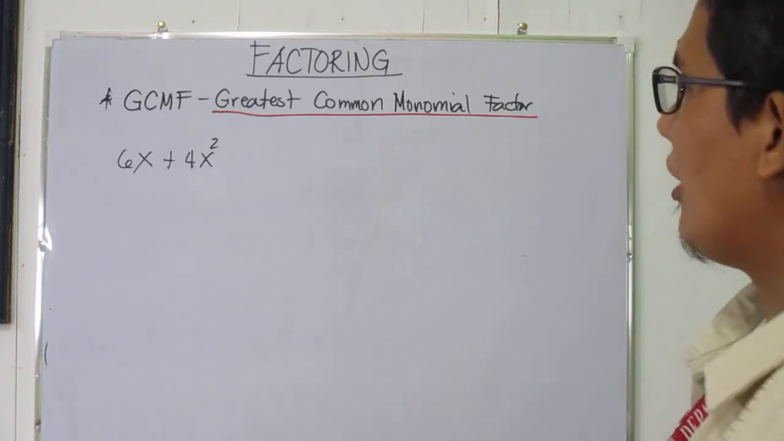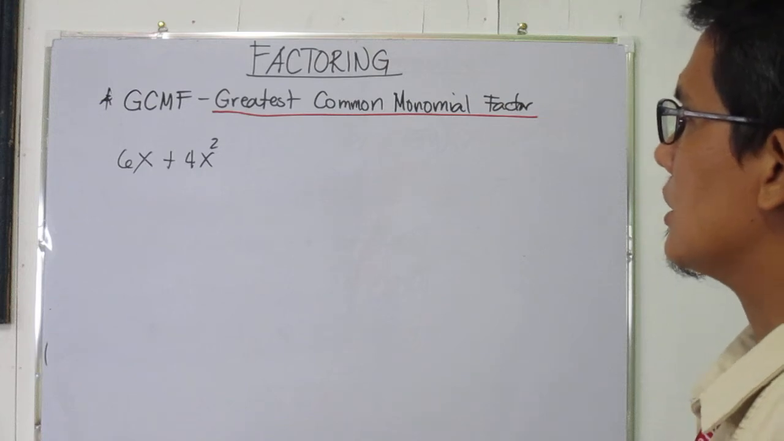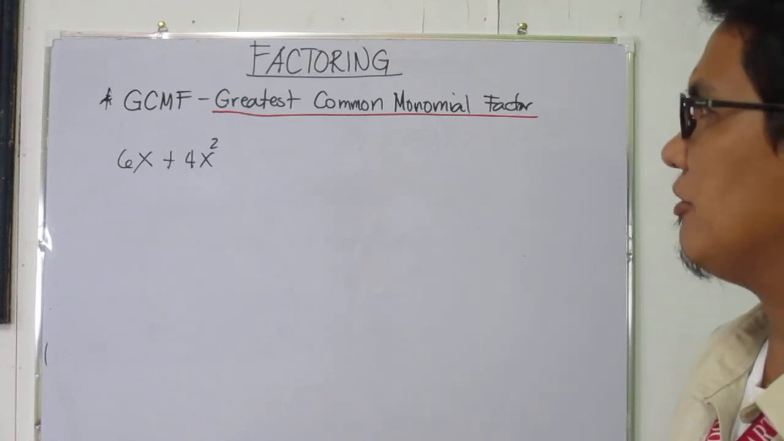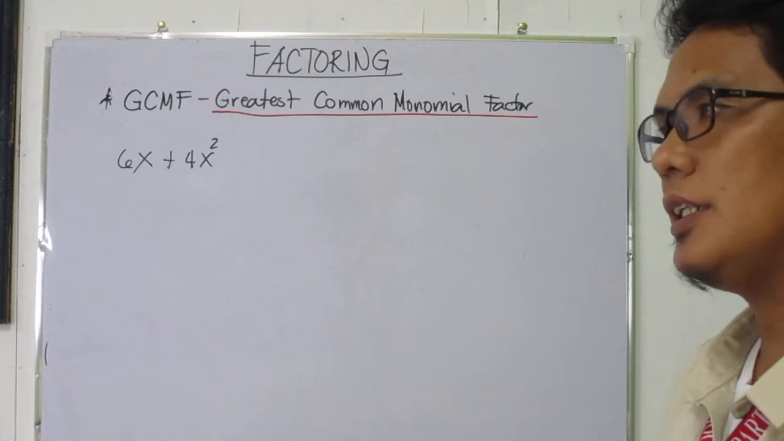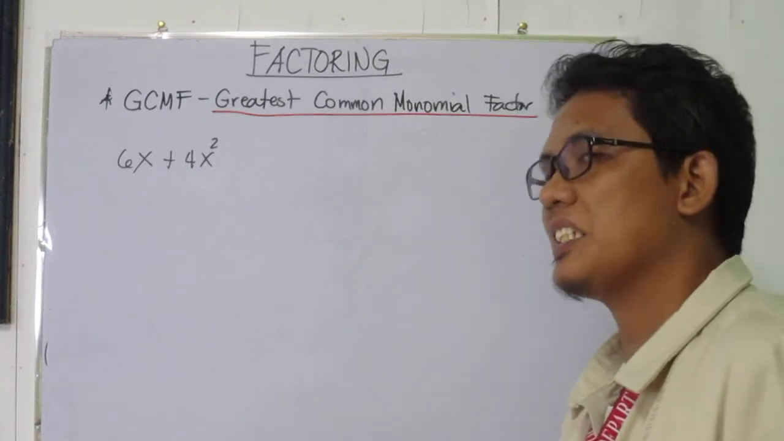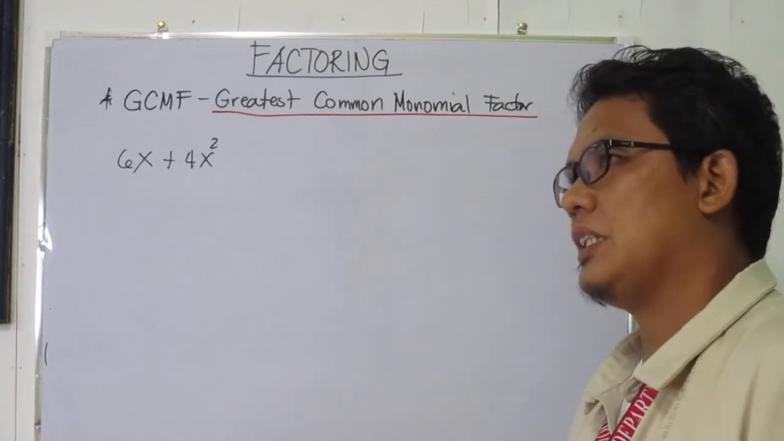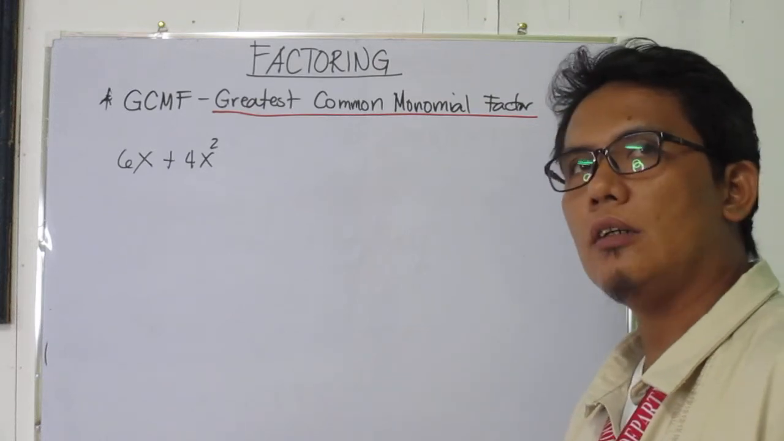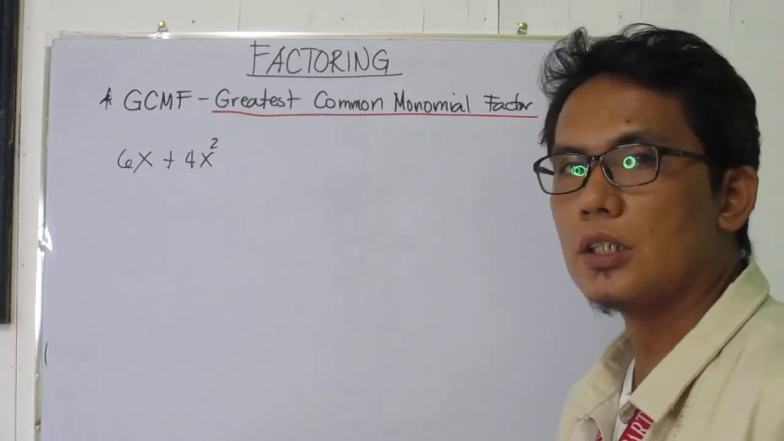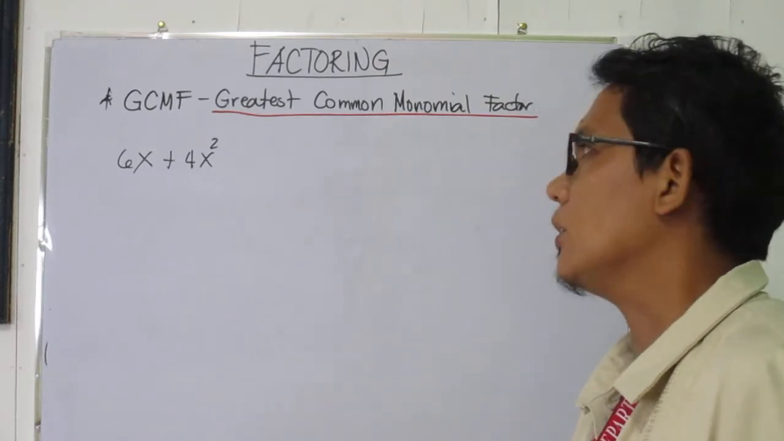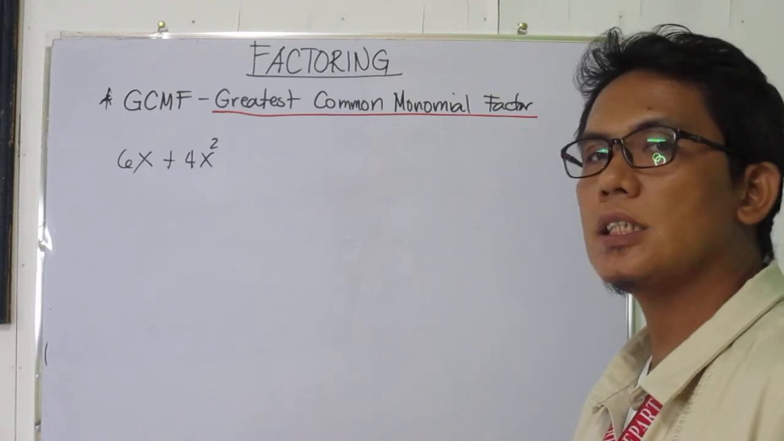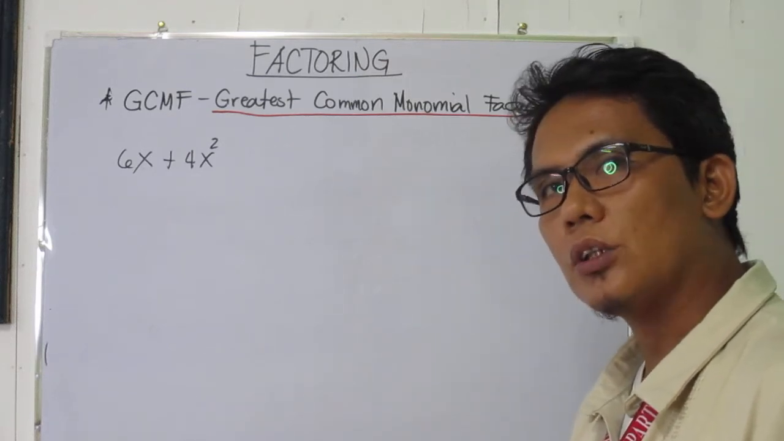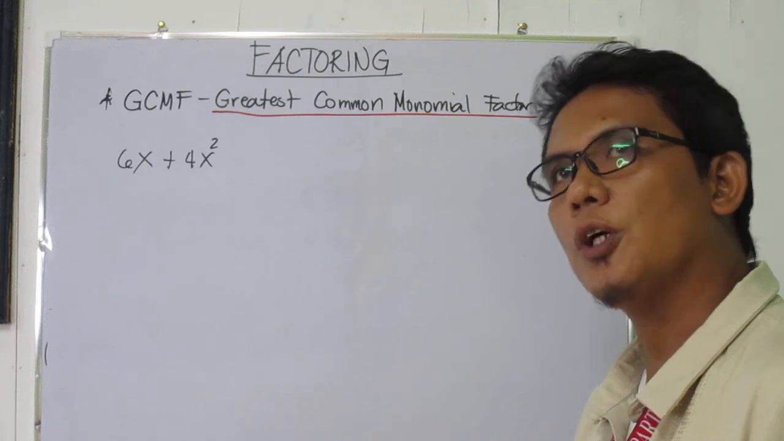So the first thing that we're going to do is identify the greatest common factor of the numbers. When you were in elementary, we learned the GCF, which stands for the greatest common factor. That is only applicable on numbers. So we have here 6 and 4. What is the greatest common factor of the numbers 6 and 4?